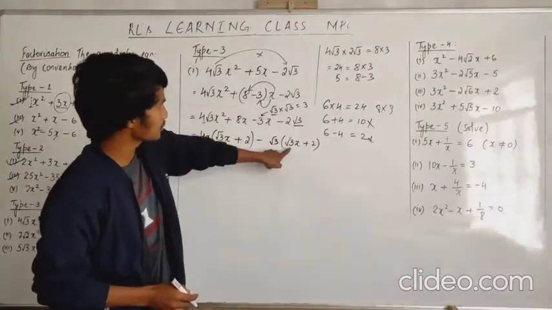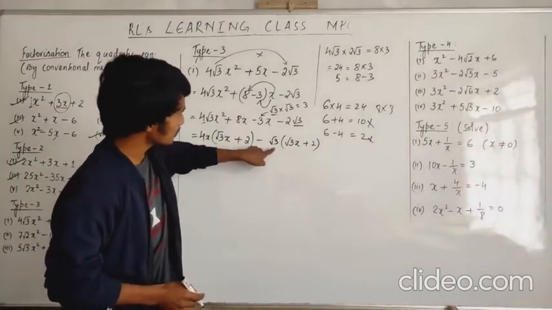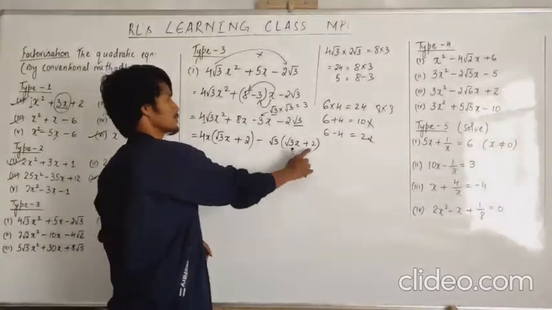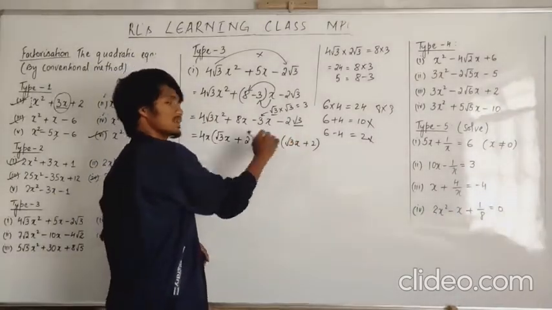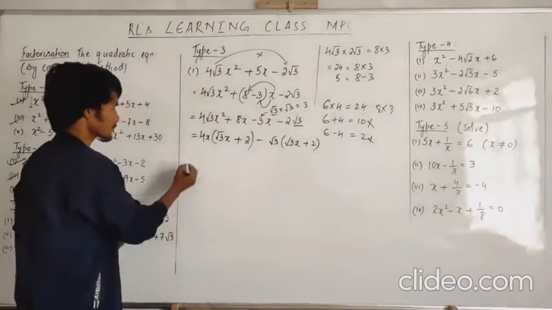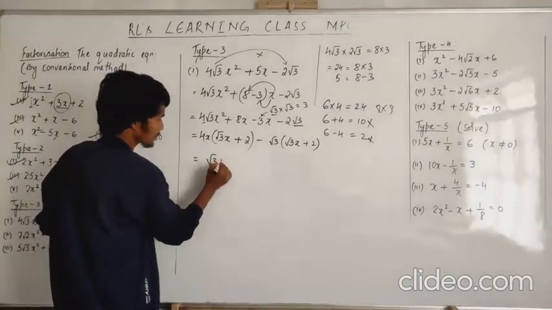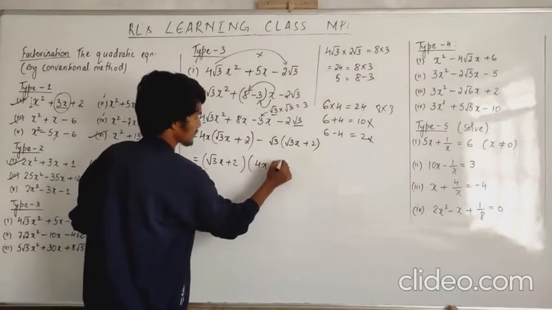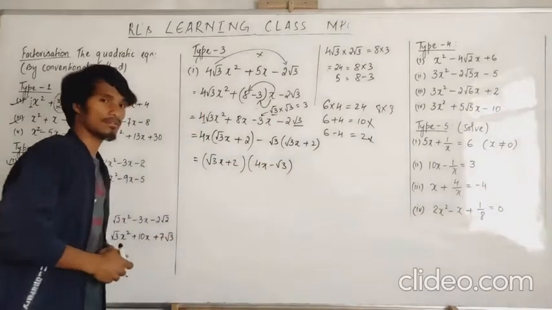Then root 3 into root 3 is equal to 3. Then root 3 into 2 is equal to 2 root 3. And minus into plus will be minus, or minus into minus will be plus. Now root 3 plus 2, root 3 plus 2. Then what here? Root 3x plus 2. Then 4x minus root 3. And that will be the answer.